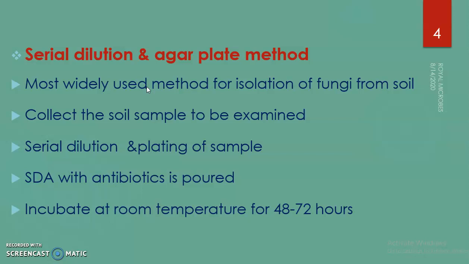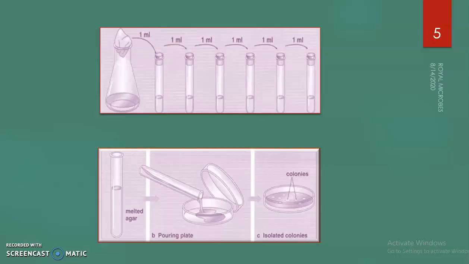First we can see serial dilution and agar plate method. It is the most widely used method in microbiology laboratory for bacteria and fungus. This method can be used for isolation of fungus from soil sample. The soil sample is collected in sterile containers, serially diluted and plated on suitable medium. SDA with antibiotics is mainly preferred. Incubate the plates at room temperature for 48 to 72 hours. Here we can see the serial dilution of the soil sample, plating, and after incubation, isolated colonies are obtained.